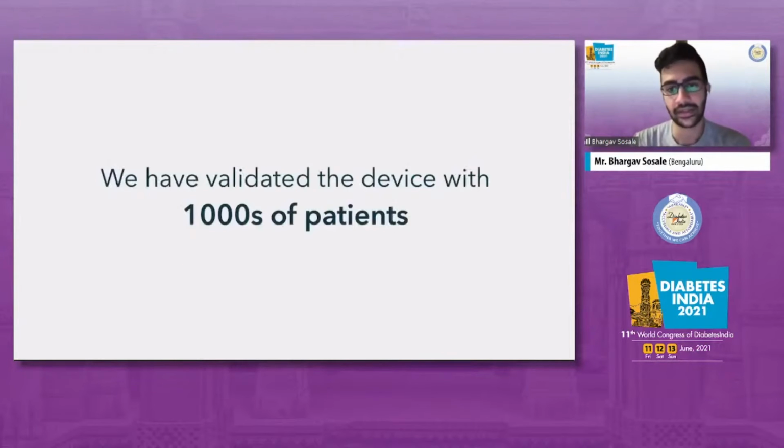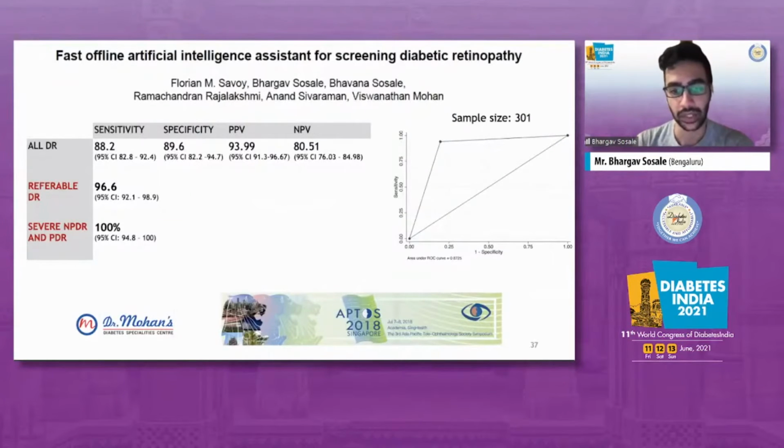We have validated this device with thousands of patients in the past 2-3 years. Our first study was actually with Dr. Mohan in Chennai, and we did a study on 300 patients, and we saw that the sensitivity for this device was 96.6% in detecting referable diabetic retinopathy. And in detecting severe and proliferative diabetic retinopathy, the sensitivity was 100%. The specificity for the device was 89.6%.